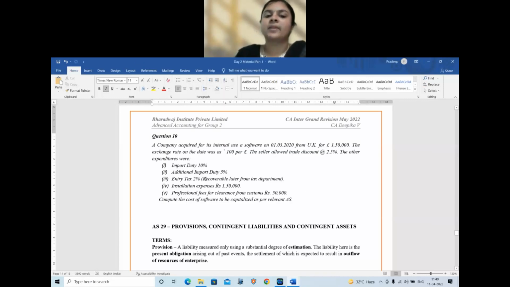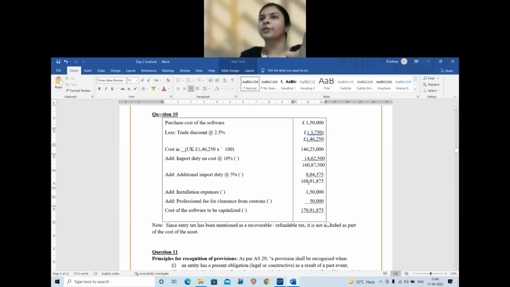Entry tax 2% recoverable from the tax department, which means credit is available for that entry tax. The amount is recoverable, therefore it shall not be included as a part of cost. So entry tax ignored. Add installation expenses 1,50,000. Add professional fees for customs clearance 50,000. Therefore, your total cost to be capitalized is 170,91,875 rupees.